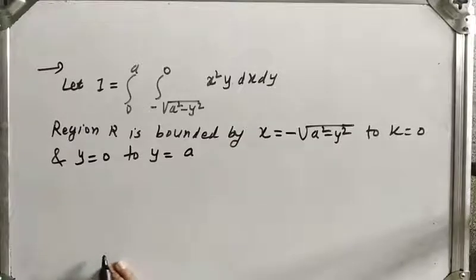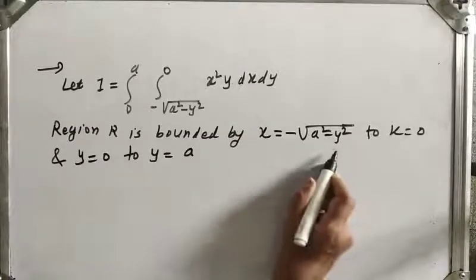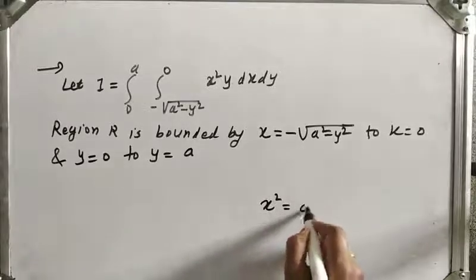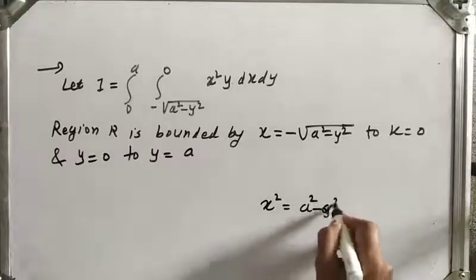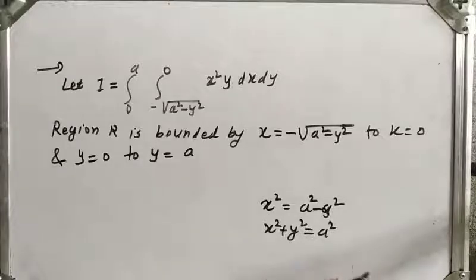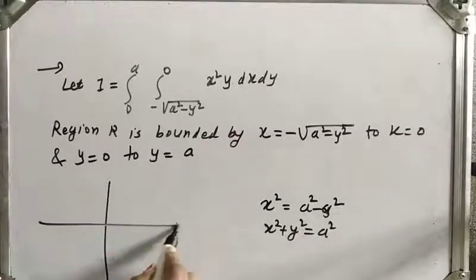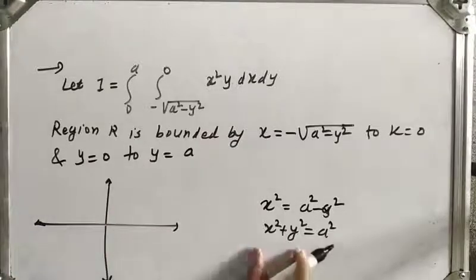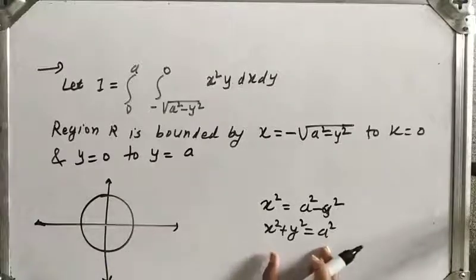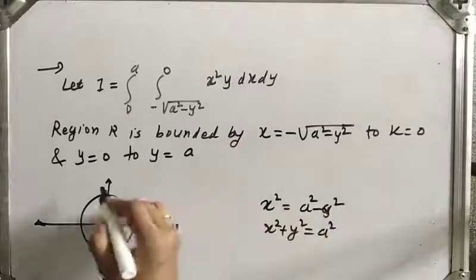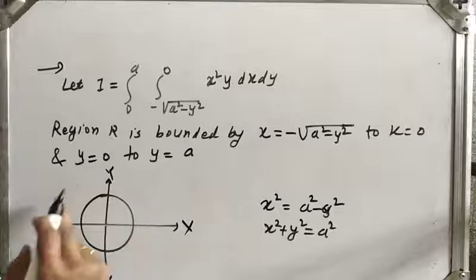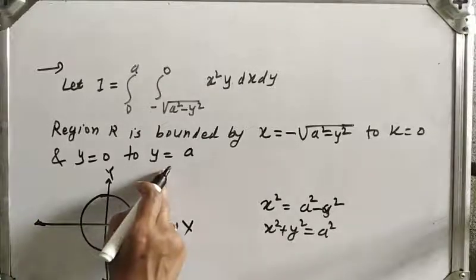Okay, so what will be this region? X is equal to this. What does this imply? After taking square, x square is equal to a square minus y square, that is x square plus y square is equal to a square. So this is a circle with center 0 0 and radius a. Suppose this circle is there, so it is bounded by this circle. X is equal to 0 means y axis, y is equal to 0 means x axis. These two axes, this circle and y is equal to a.